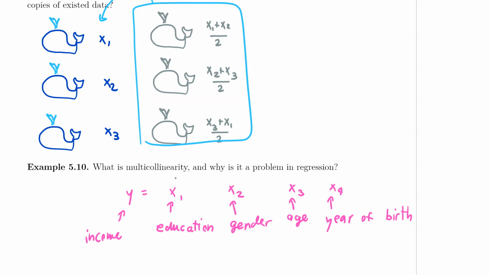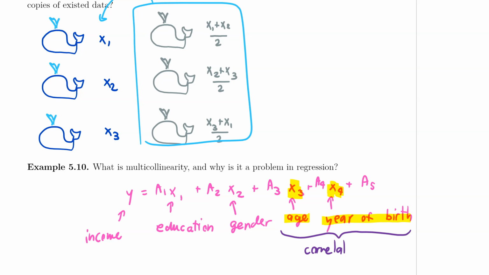So my model would look something like this: A1x1, A2x2, A3x3, A4x4, and then constant A5. But now this model has a problem because the age and the year of birth have to do with each other. If I knew the year of birth, I could just tell their age, and if I know their age, I can tell their year of birth. So my x3 and x4 here are correlated, and this is not good when I try to fit a model like this.